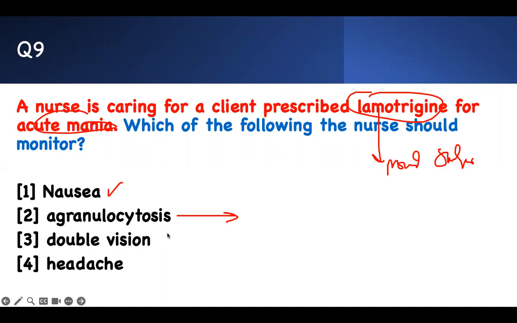It's one of the mood stabilizers with few side effects: nausea, and it causes double vision and headache. So among the 3, which one is more dangerous? Among the 3, I'll choose double vision. So you should not operate machinery because it can give you double vision. And that's what you have to worry about. It does not cause agranulocytosis.